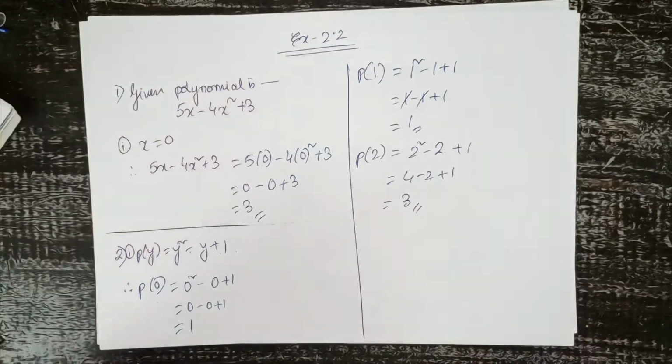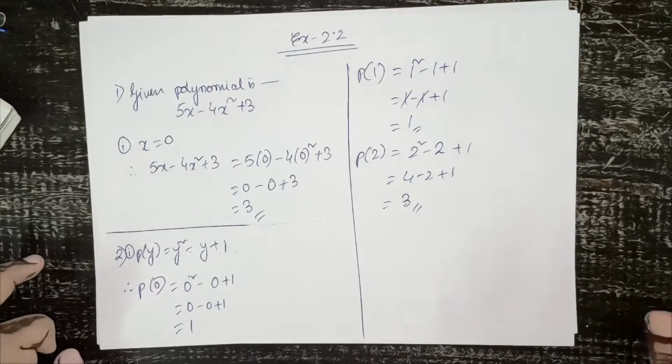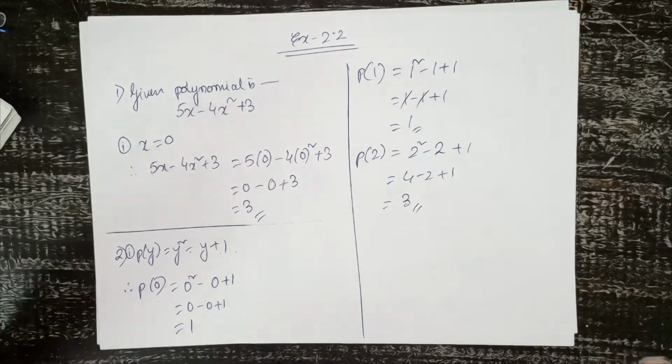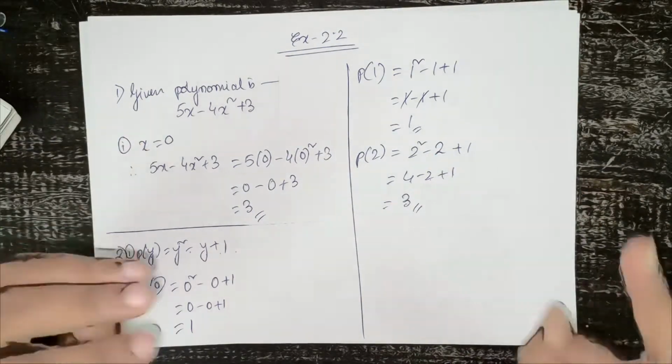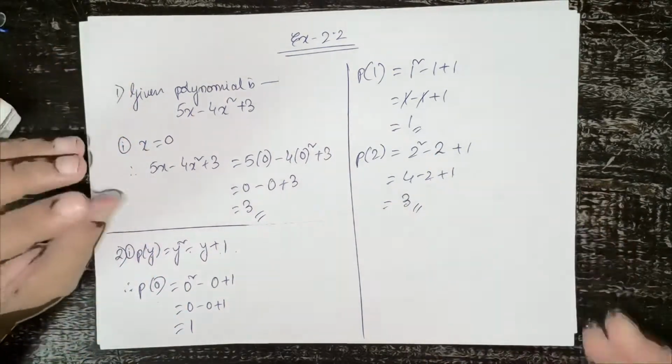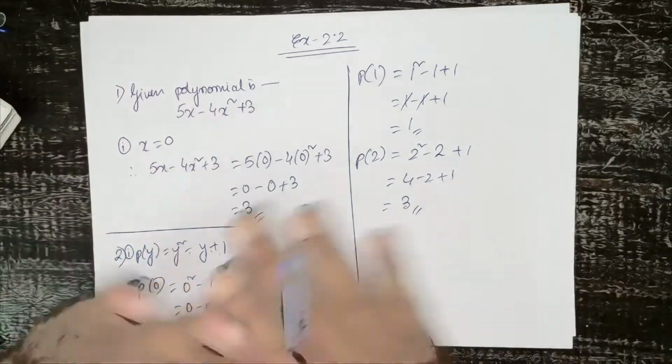So that's how simple it is. It is very, very simple. I don't think you will find any problem in this. Even if you don't understand the concept, for example, I am telling you, all you have to do is just put the given value in place of the variables. That's it, and find the value.